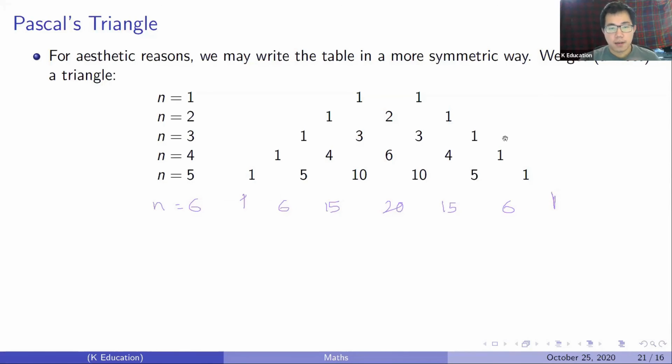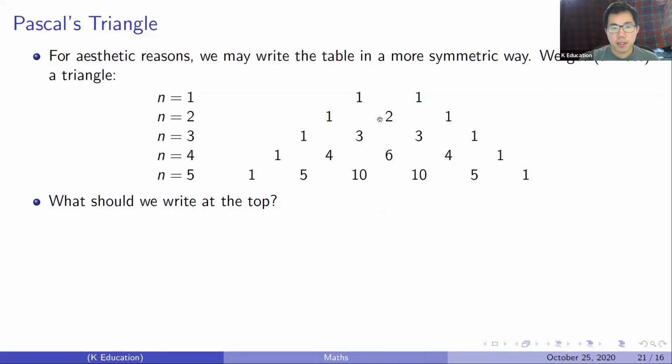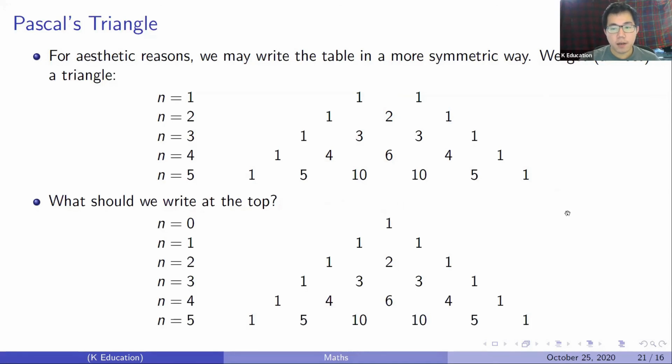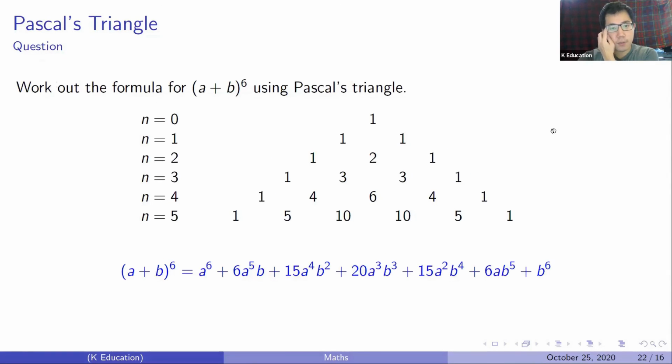All right, and last question, what should be at the top? Well, it should be just 1, because for n equals 0, remember, these ends, which I should have mentioned, are the powers in a plus b to the n. And remember, anything to the power of 0 is just 1. So that's why we have a 1 at the top. Okay, right, so that's your triangle, Pascal's triangle. And it should be 1, 6, 15, 20, 15, 6, 1.